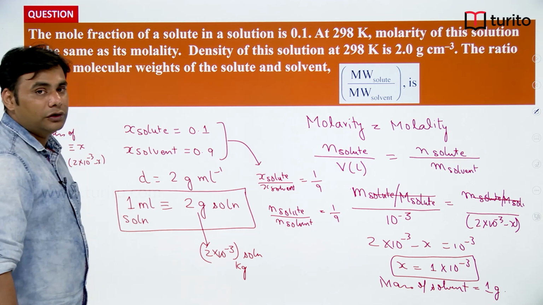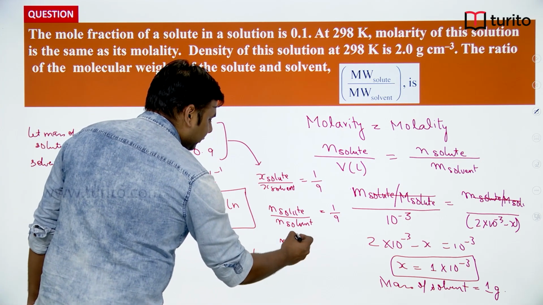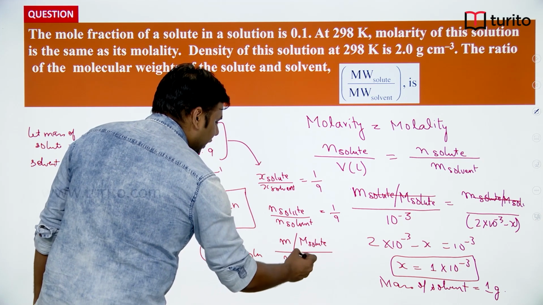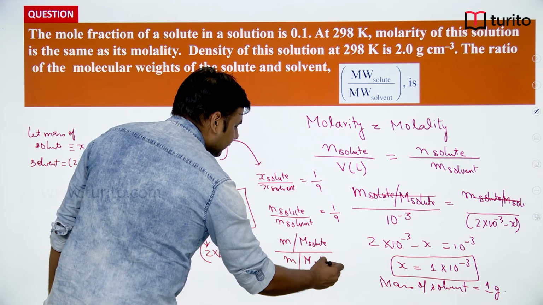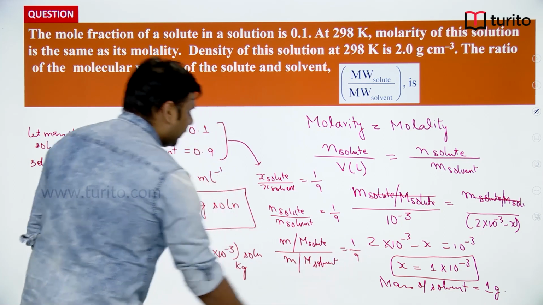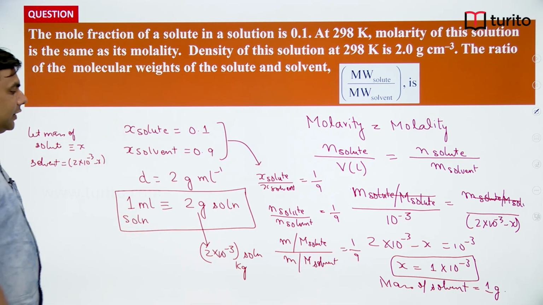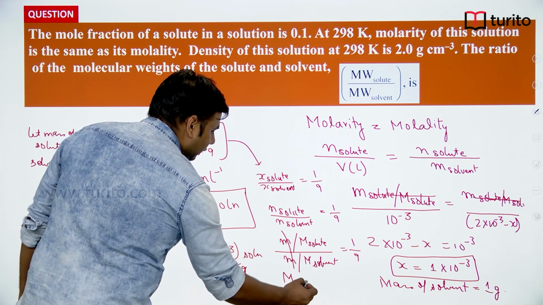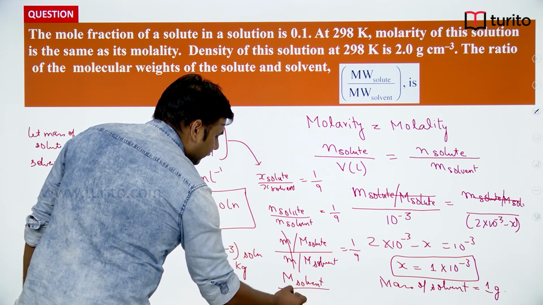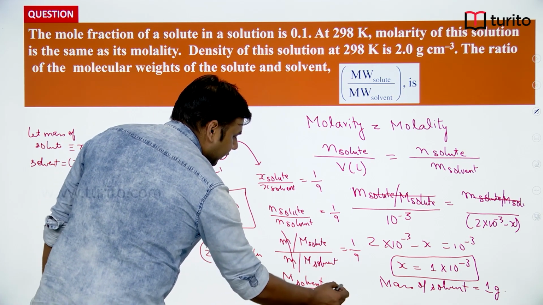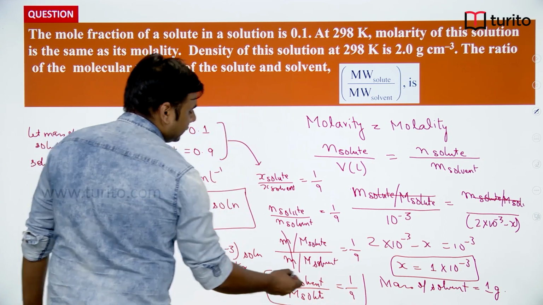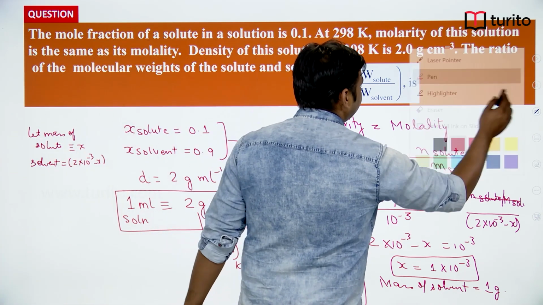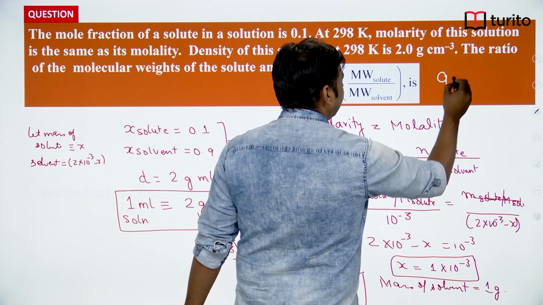Now we know that number of moles is mass upon molar mass. So this is mass upon molar mass of solute. This will be mass upon molar mass of solvent. This is equal to 1 by 9. Now we know that mass of both solvent and solute is same in this case, so they will get cancelled out. So the ratio of molar mass of solvent upon the molar mass of solute would be 1 by 9. So the ratio of molar mass of solute upon molar mass of solvent would be 9. So answer of this would be 9.